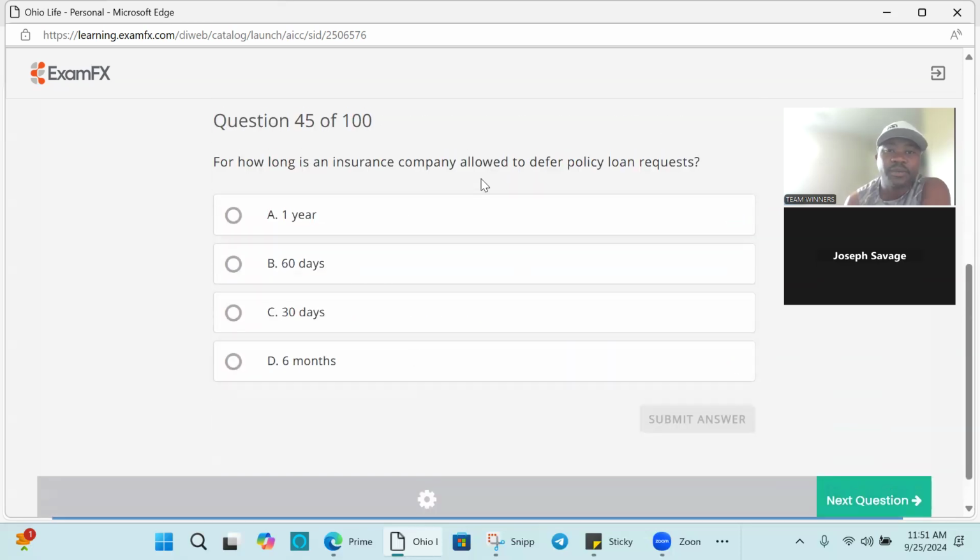For how long is an insurance company allowed to defer policy loan requests? Six months. Yep.